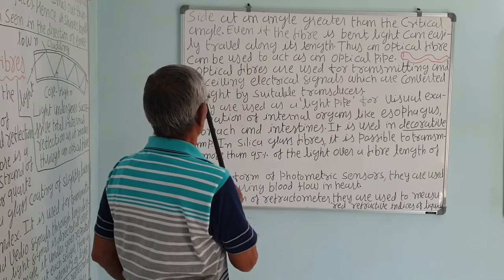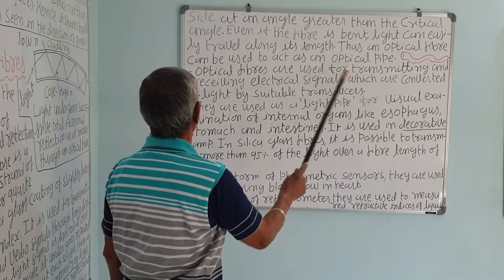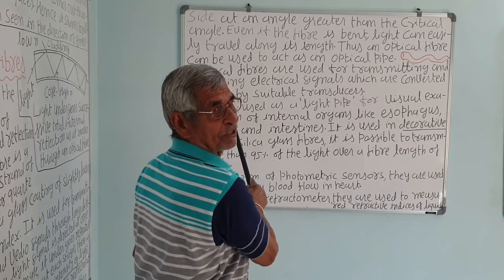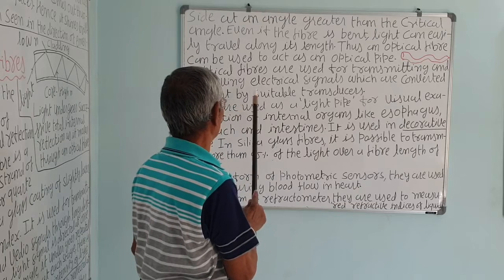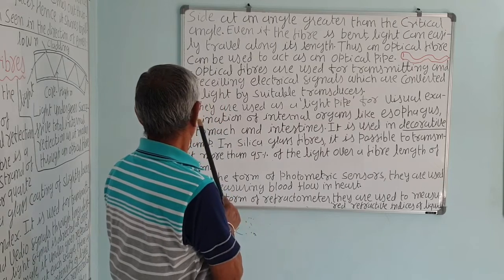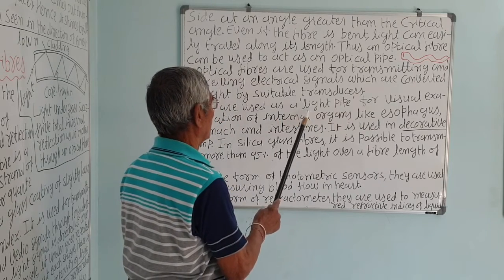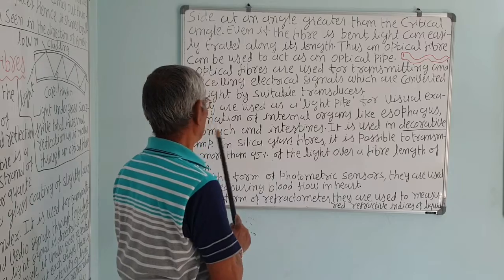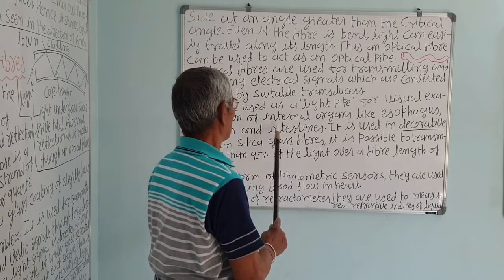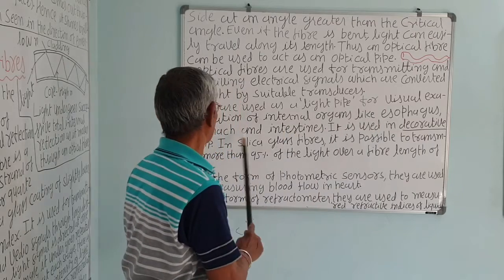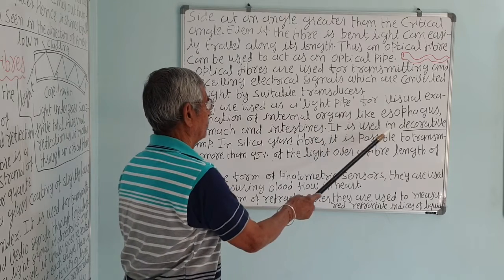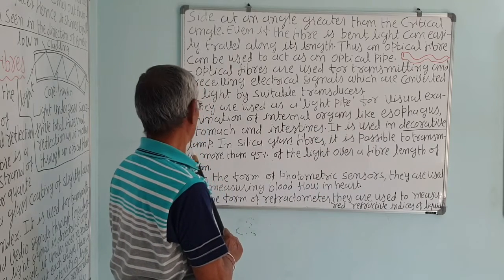Now uses. Optical fibers are used for transmitting and receiving electrical signals, which are converted to light. First it is converted to light, and then it is transmitted through the pipe or fiber by suitable transducers. They are also used as a light pipe for visual examination of internal organs. Doctors use it in medicine to examine internal organs like the esophagus, stomach, and the intestines.